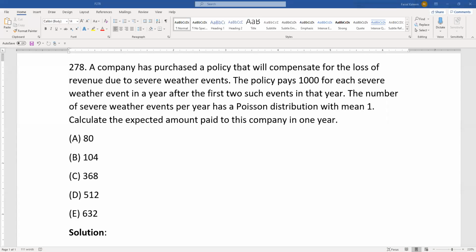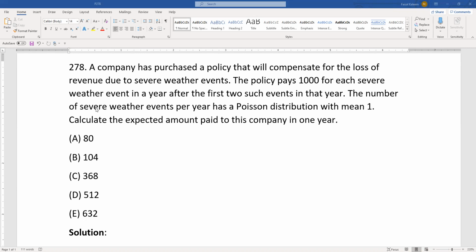A company has a policy that will compensate for the loss of revenue due to severe weather. The policy pays 1,000 for each severe weather event in a year after the first two. The number of severe weather events per year is Poisson with mean 1. Calculate the expected amount paid to this company in 1 year.